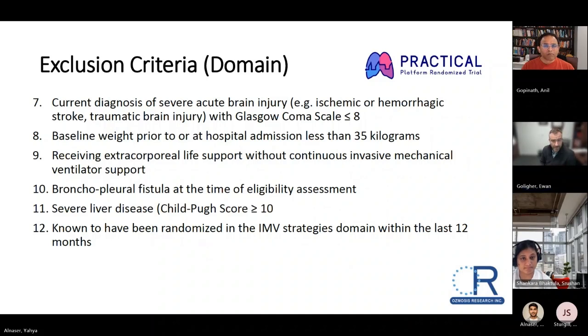Patients who are mainly on the ventilator for severe acute brain injury are excluded. If the baseline weight is very low, or if they're on ECMO but not on mechanical ventilation, then they would not be eligible. Additionally, if they have features like a bronchopleural fistula or severe liver disease, or if they've been randomized in the domain in the last 12 months, those are all exclusion criteria.